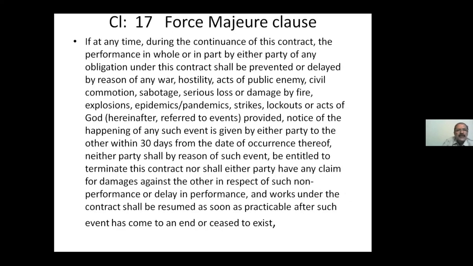Yesterday somebody was asking about force majeure. So it is simple: Clause 17, without suffix of A or B. So it is neither railway at fault nor contractor is at fault. So it is beyond both the parties.